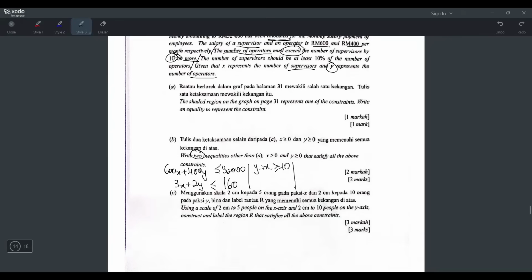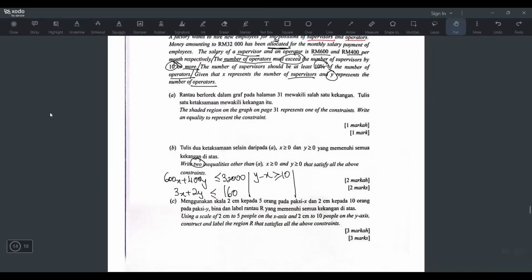That's your second one, right? But there's another one. Number of supervisors should be at least 10% of the number of operators. But why do they say there are only 2 here? Okay, whatever, I'll just write all three first. Number of supervisors should be at least 10%.